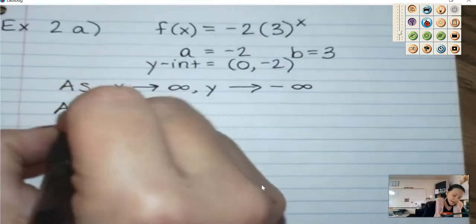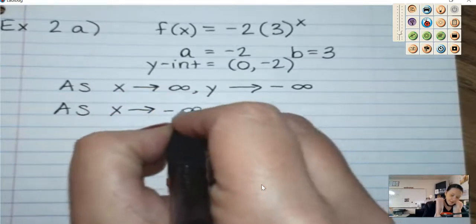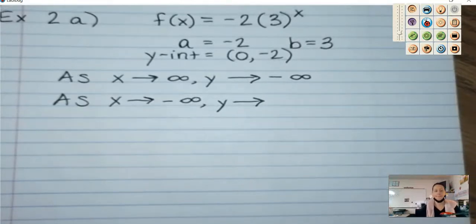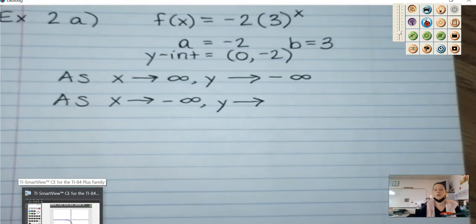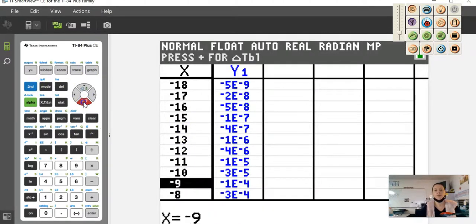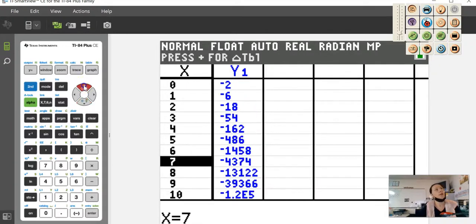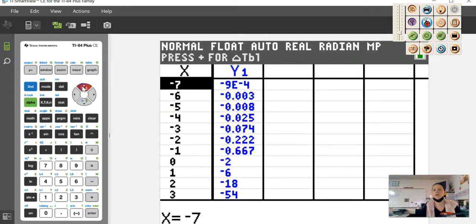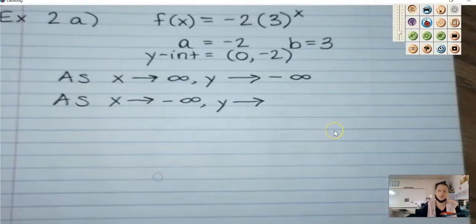And then as x is approaching -infinity, the y is approaching. As x is getting smaller, what is happening to the y values? So as I'm going to the left on the x-axis, as the x's are getting smaller, the y values are getting closer and closer to 0. Or you can go into your table and you'll see as the x values are getting smaller, my y values, all the blue ones, are getting closer and closer and closer to just 0. But they don't actually ever hit 0.